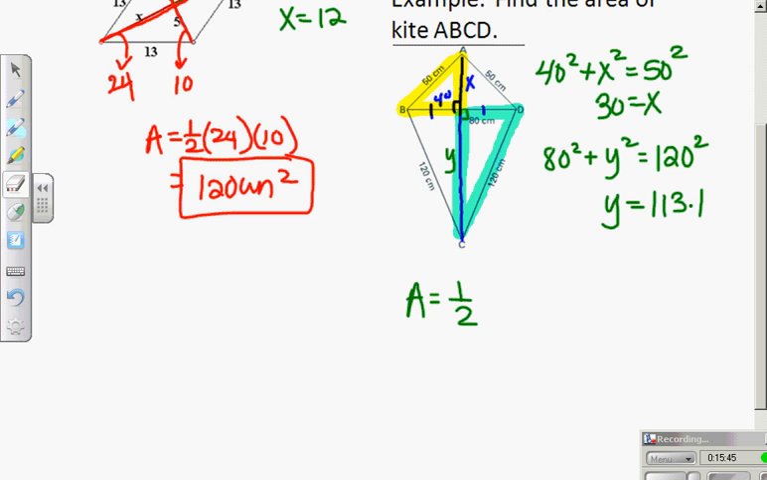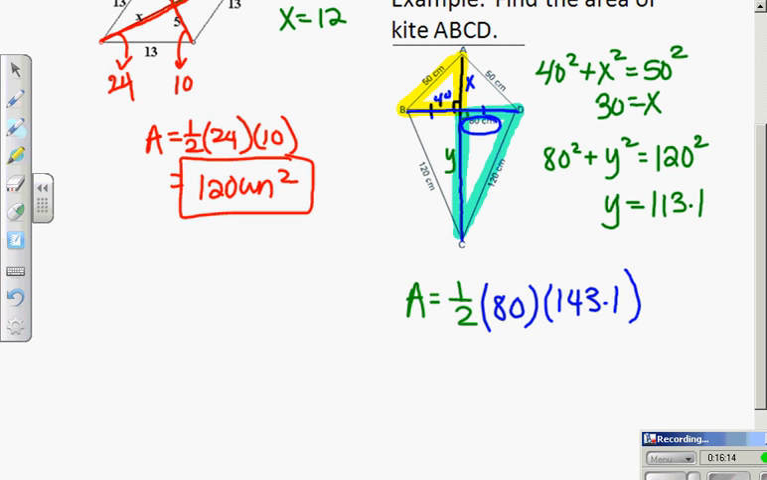Now you know your diagonals, and so you can put them in the formula. Your area is equal to 1/2 your diagonals. Now be careful here because you need to go back, and the length of this whole diagonal is 80. And the length of the A to C diagonal is 30 plus 113, which is 143.1.